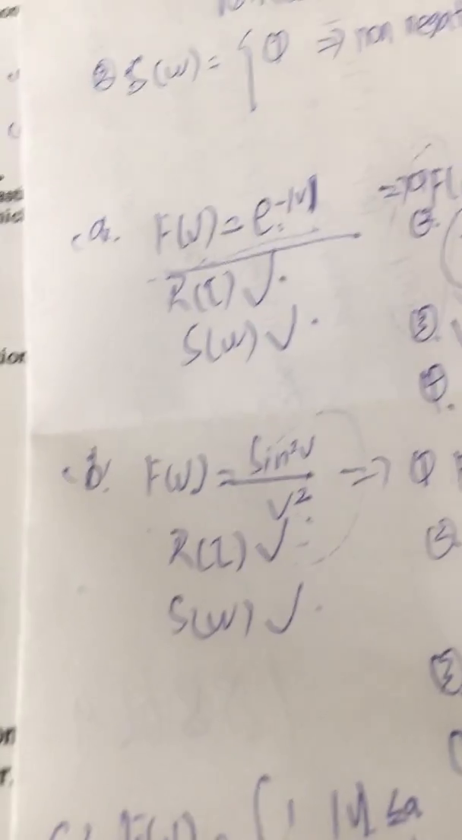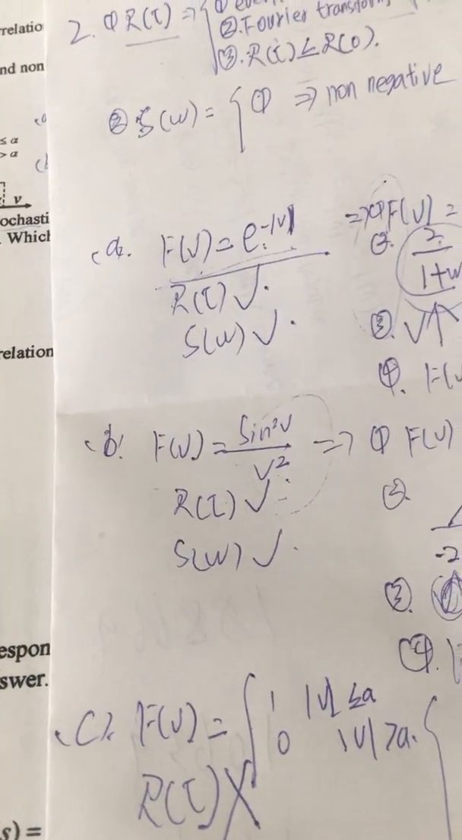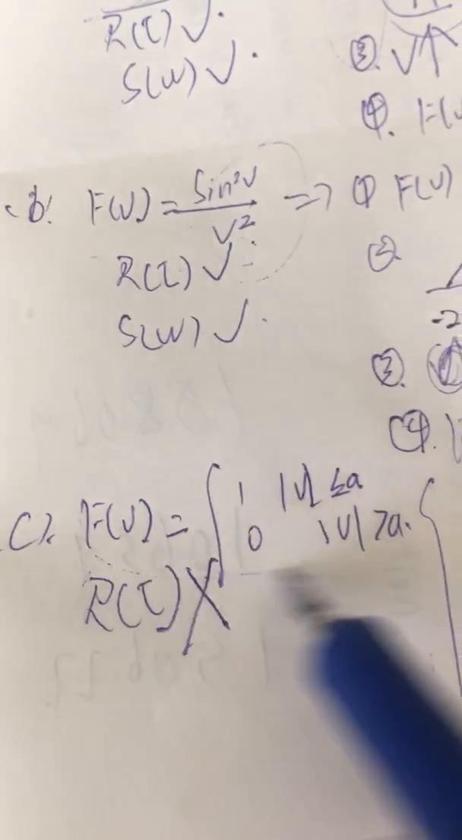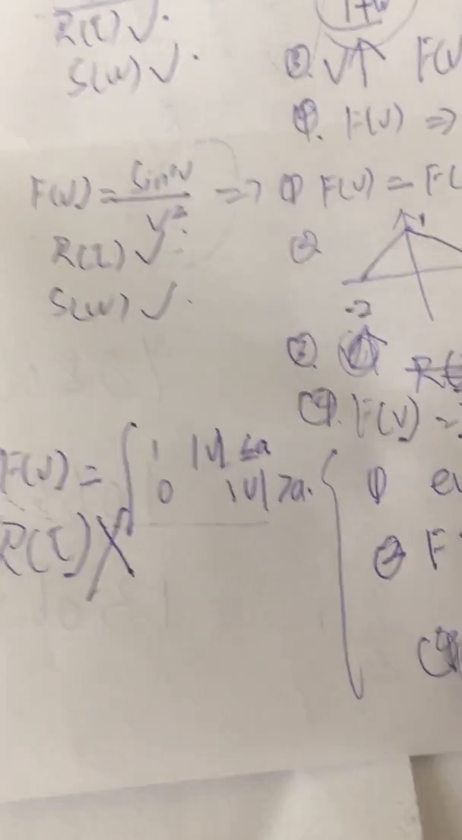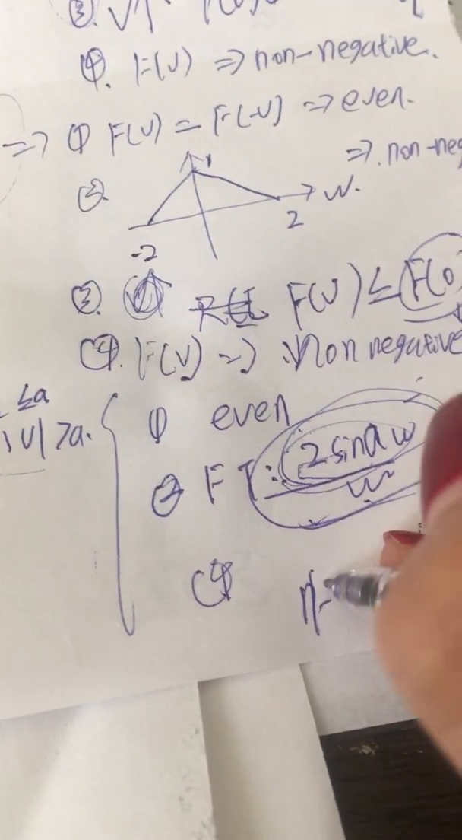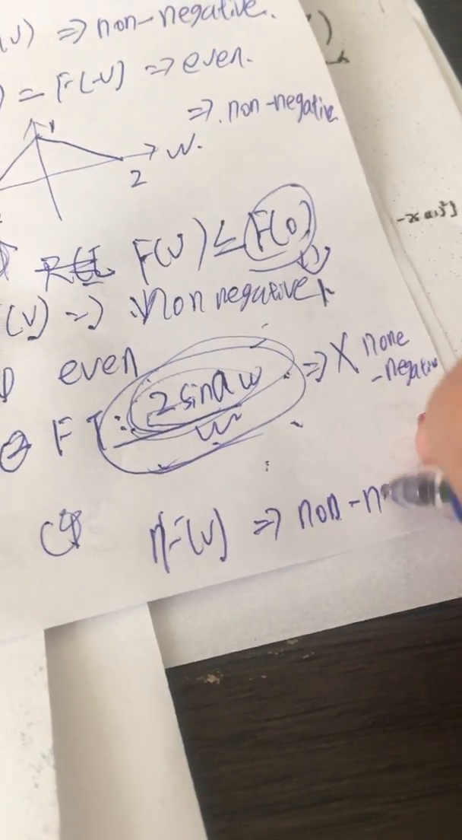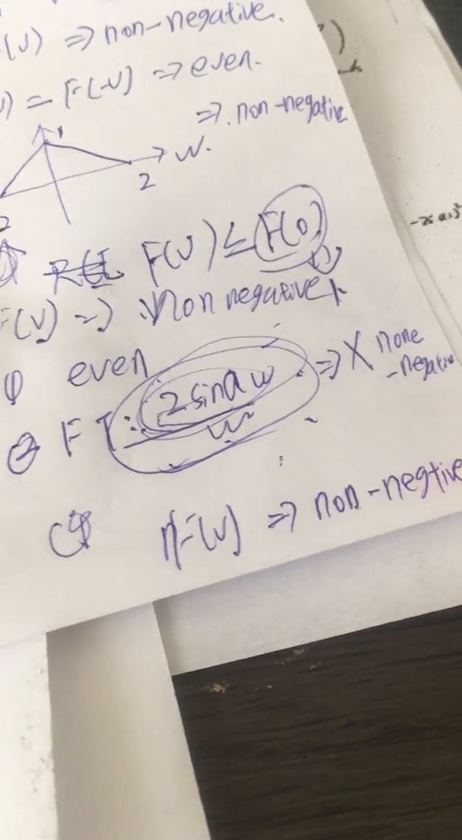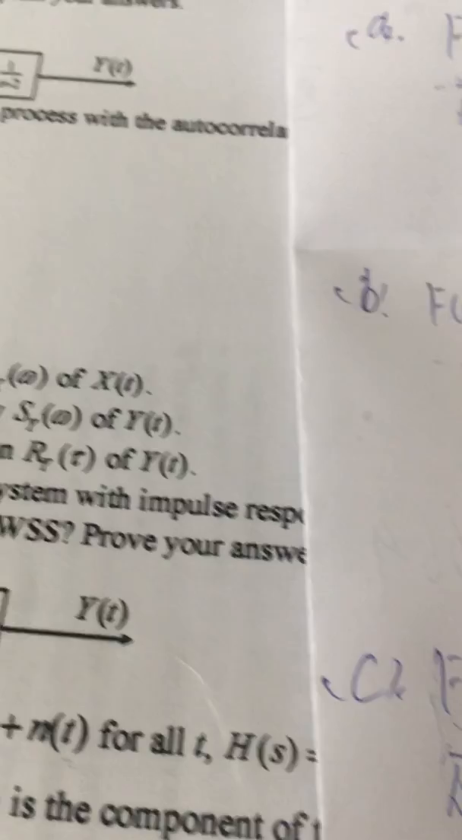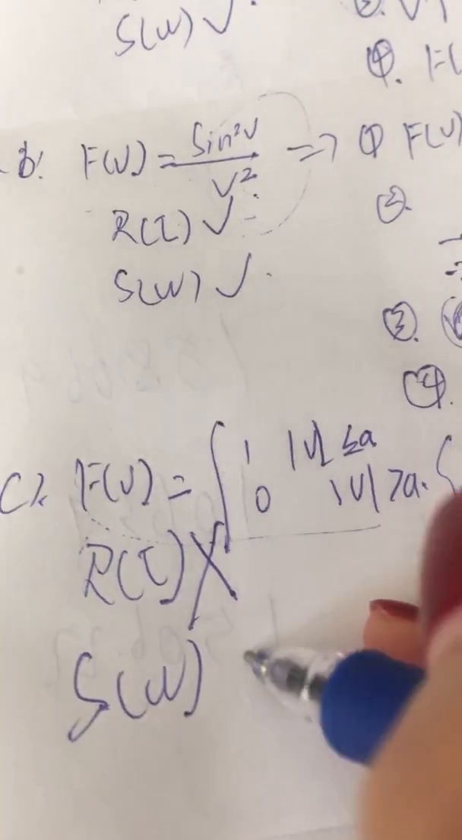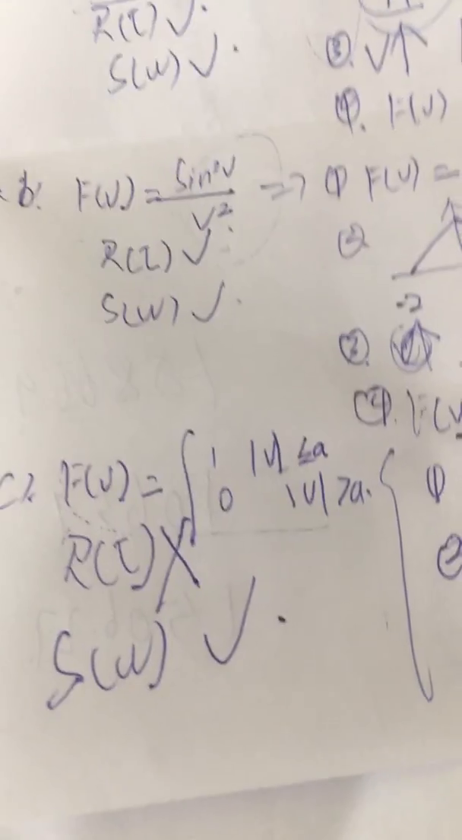We only need to prove whether it can represent the spectral density function. It's easy for us to know this one is non-negative, so as a result, we can know it may represent the spectral density function.